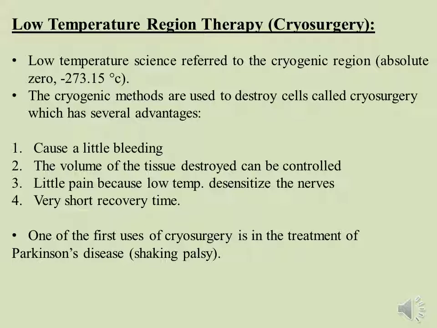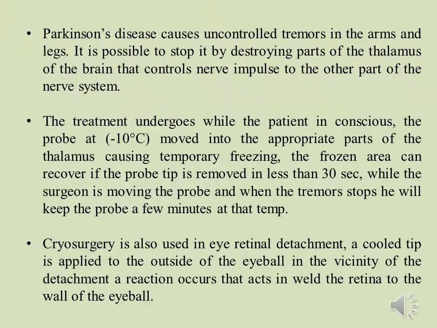One of the first uses of cryosurgery is in the treatment of Parkinson's disease, shaking palsy. Parkinson's disease causes uncontrolled tremors in the arms and legs. It is possible to stop it by destroying parts of the thalamus of the brain that controls nerve impulses to the other parts of the nervous system. As in the figure, the treatment is done while the patient is unconscious.